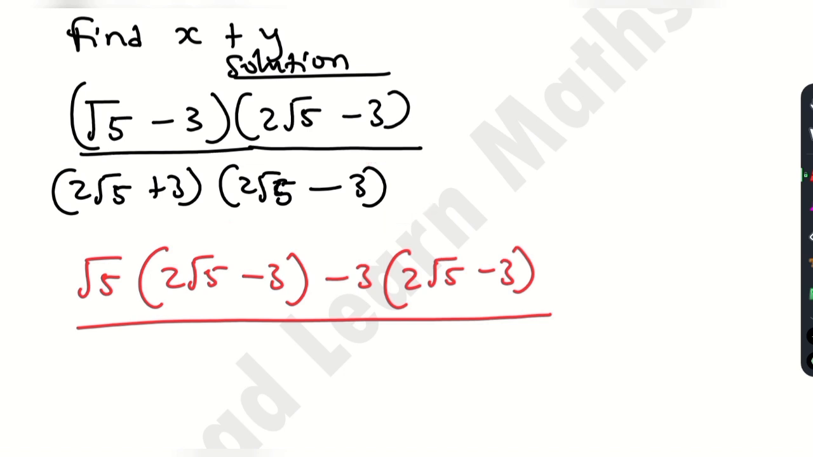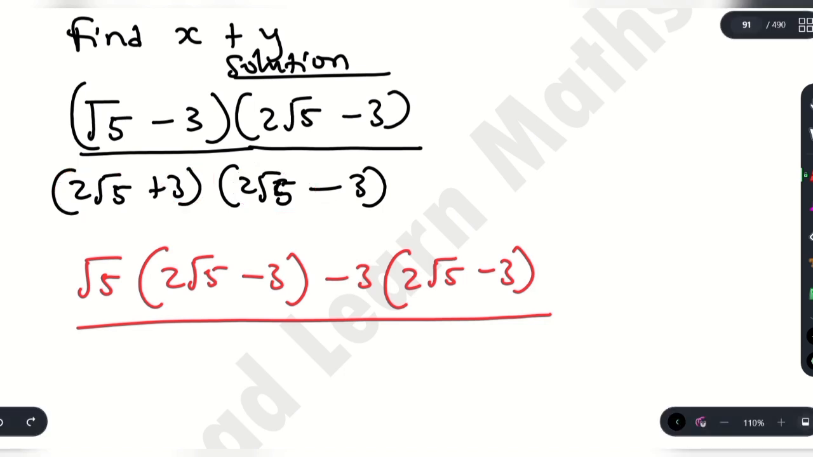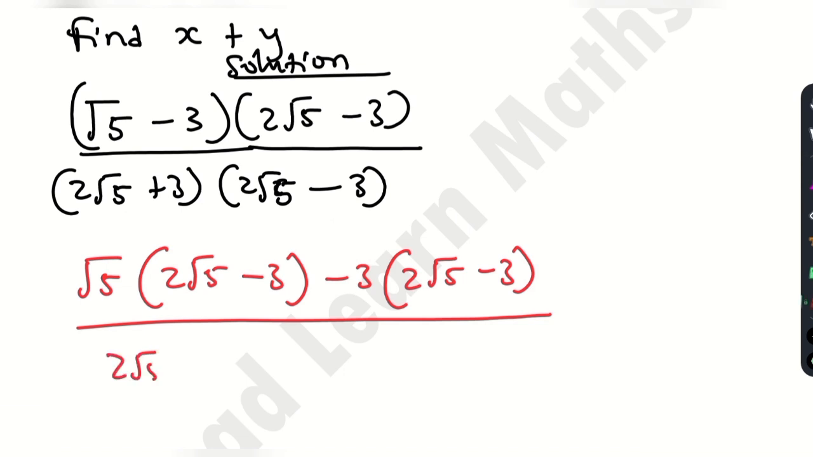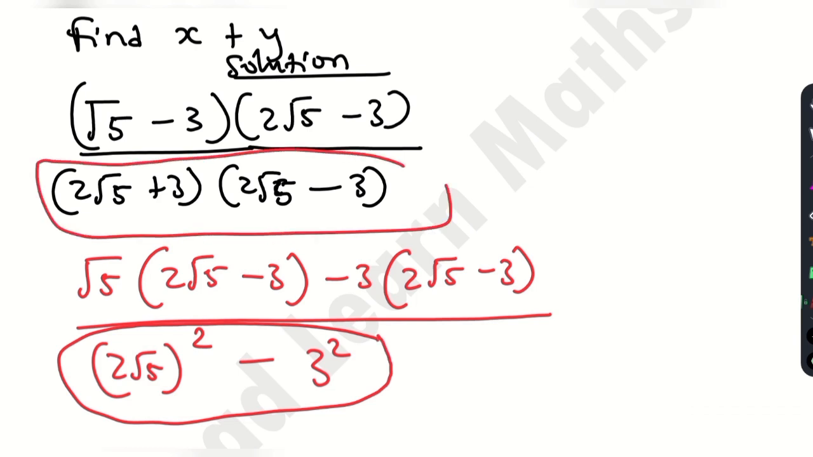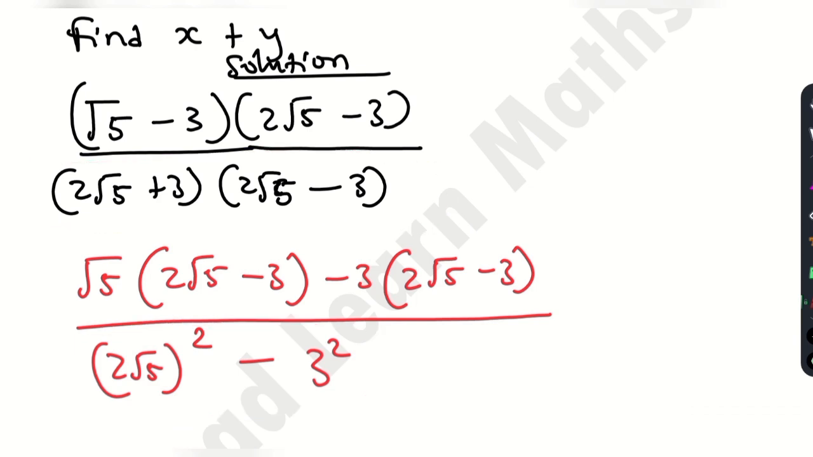But because this is a difference of two squares, the same terms, the only difference is the sign. One is plus, one is minus. Use the concept of what? Difference of two squares. So what am I going to do? I'm going to write 2 root 5 all squared minus 3 squared. If you factorize this using difference of two squares, you are going to get back what we have before. That's here. Okay? All right.